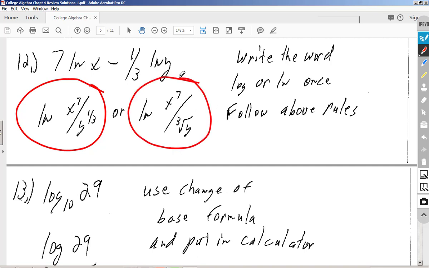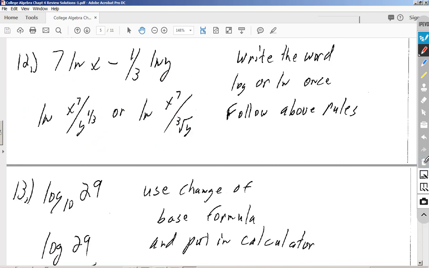1/3 power is the cube root of y. So keep that in mind. And notice, make sure you only write that one time only. So notice I did write the ln one time only. And so that is how you condense your logarithm.